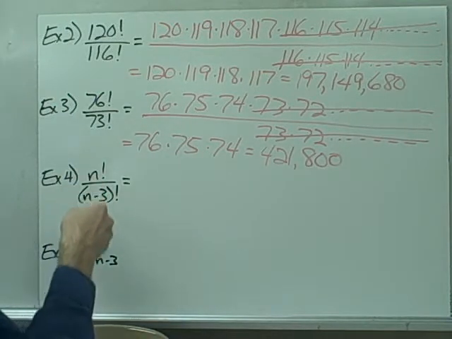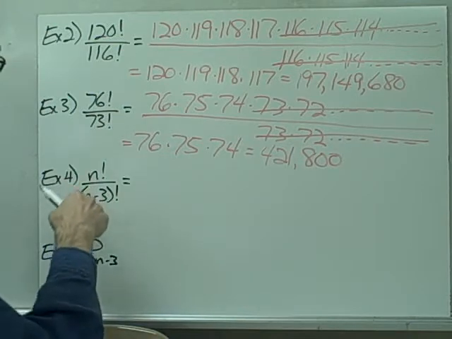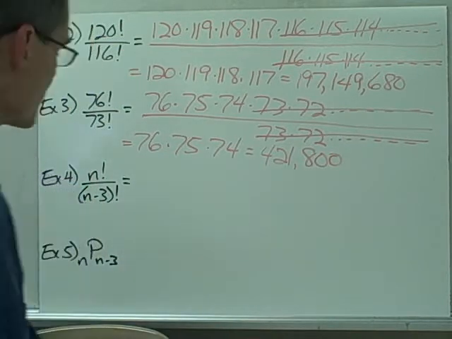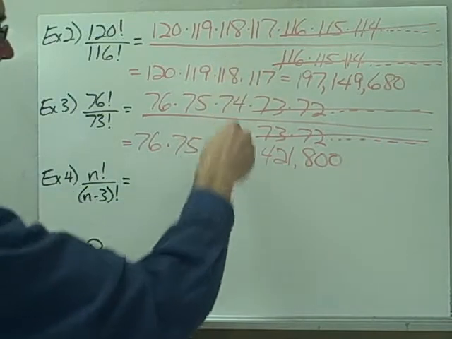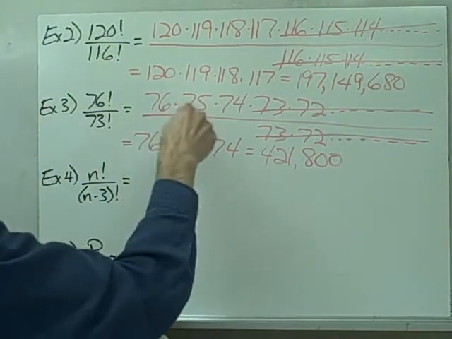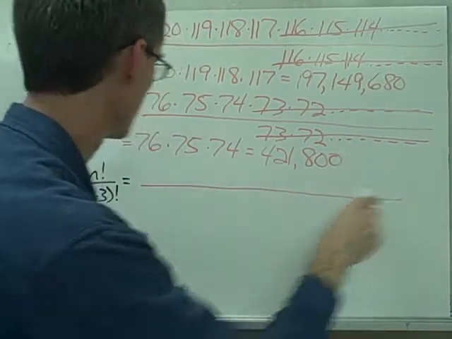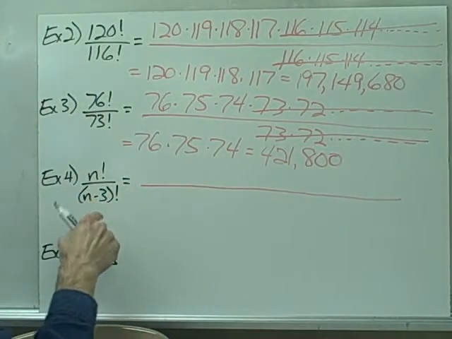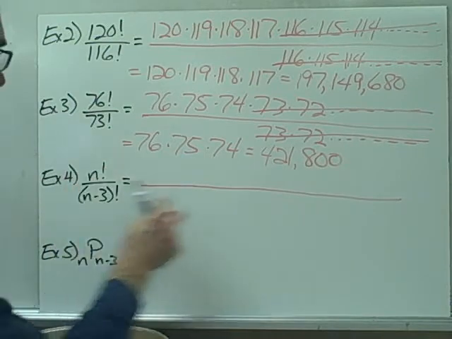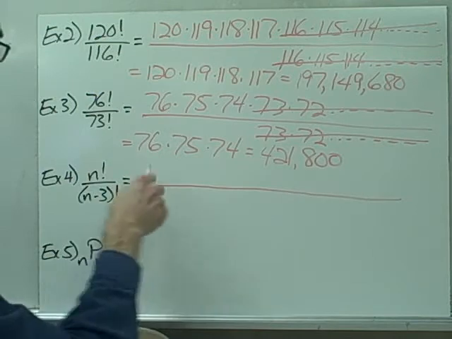Here I've got a factorial expression, but I don't have just numbers, I've got some variables as well. So again, I'm going to use this same technique, except now I'm going to be using variable expressions instead of just numbers. So once again, I want to write out this expression, and hopefully after I write out some of it, I'm going to have something in the denominator that I can cancel out with.